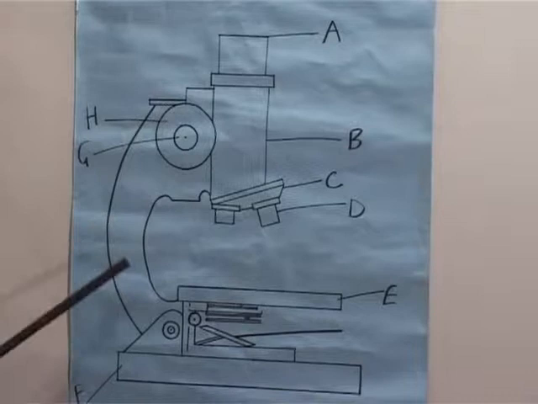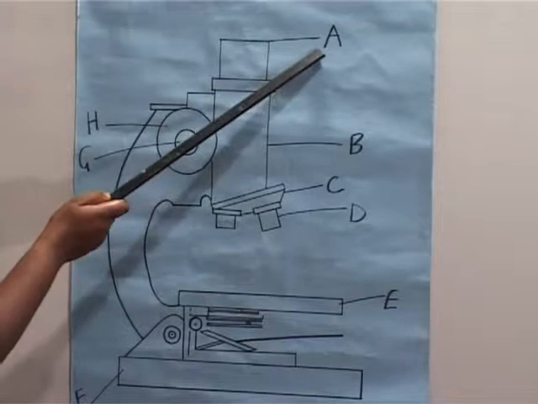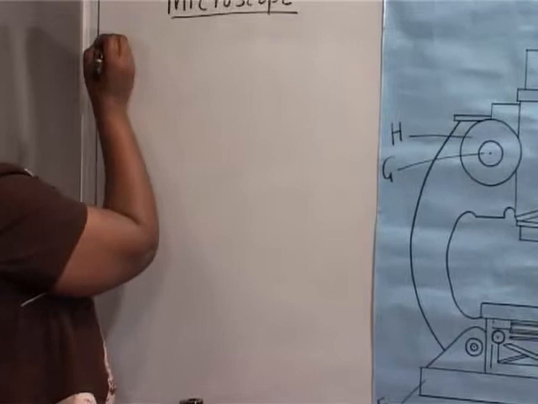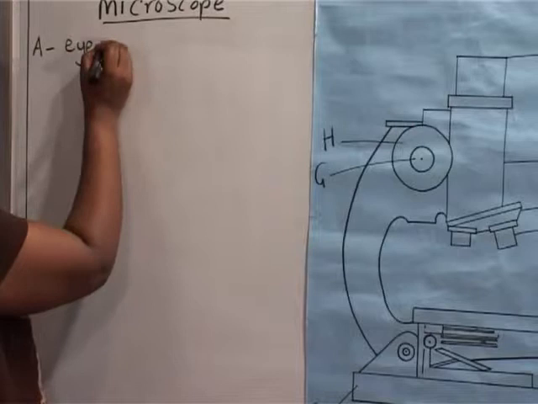Well, learners, now that we have seen the actual microscope, let us now label the microscope on a chart together. From what we saw from the actual microscope, learners, what is this part? Part A. Very good. Part A is what we call the eyepiece. Let us write it down. A, eyepiece.